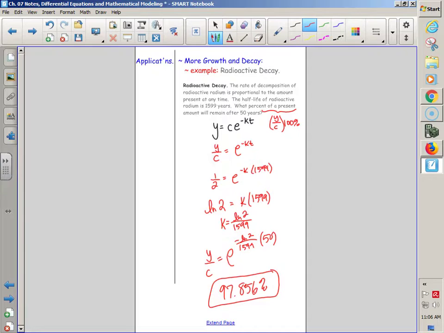Wait, how does that make sense? Logically, we're logical people. How does that make sense? There's still 97 point whatever left over after 50 years? It's only like a small percentage. Right, because it's cutting in half after 1,500 years. Well, 1,600 years, right? So logically, no, that makes sense. There's going to be a lot of it left after 50. And exponential decay, I don't like that one as much.